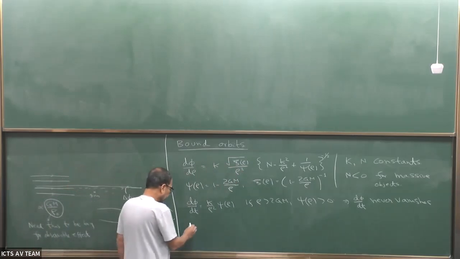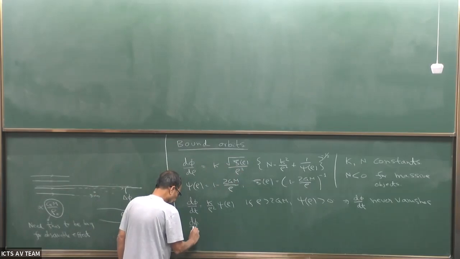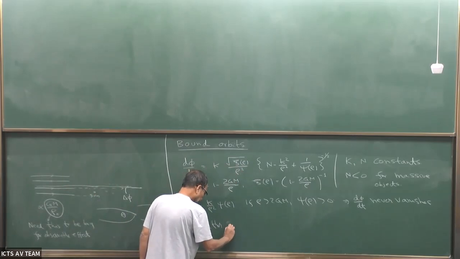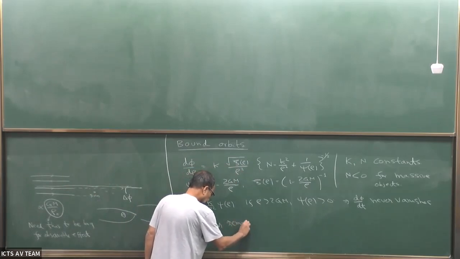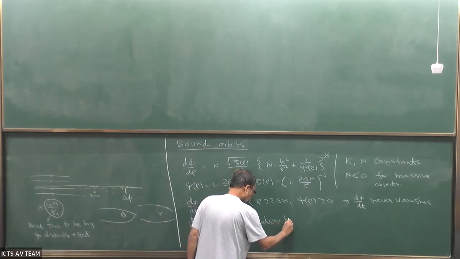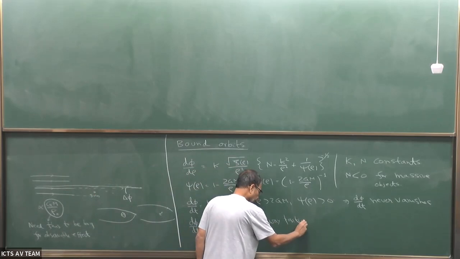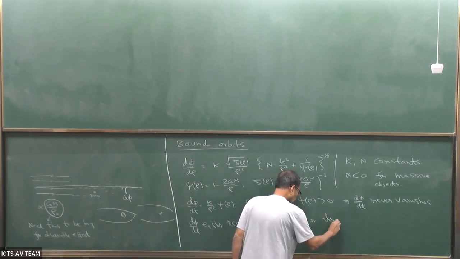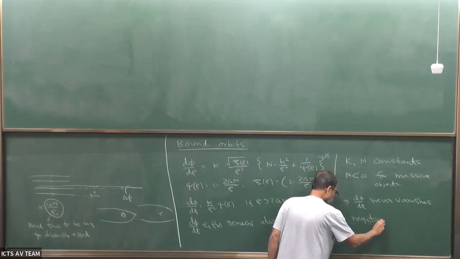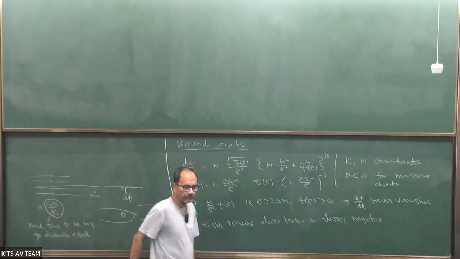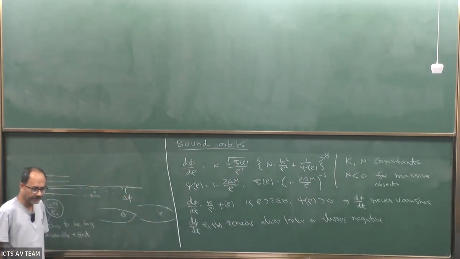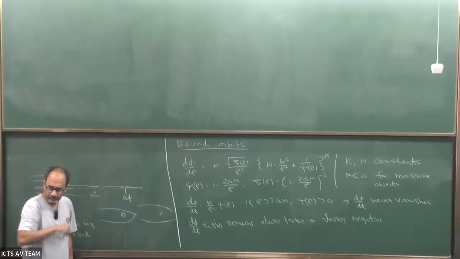So d phi dt either remains positive or always negative. Okay, so phi either increases continuously with time or decreases continuously with time. The orbit just keeps moving in one direction. It never turns back.